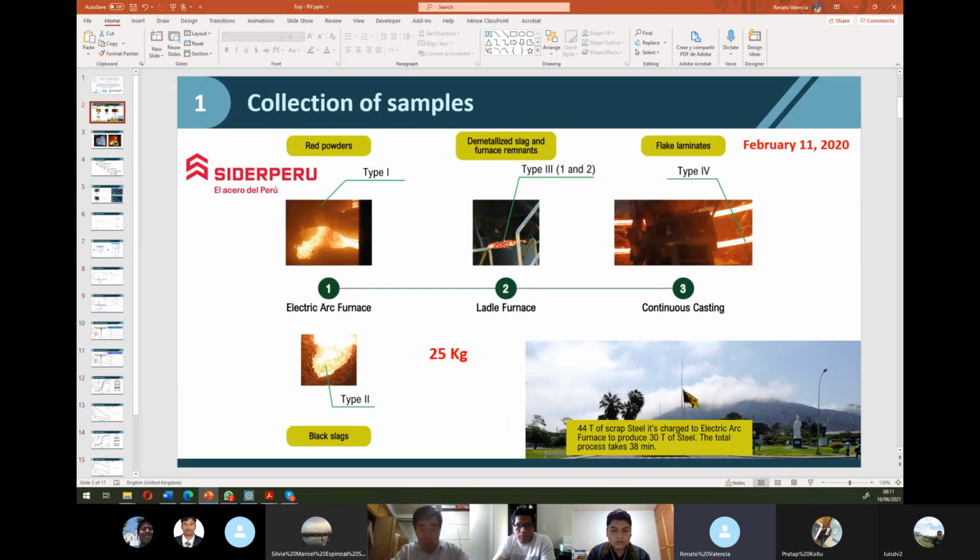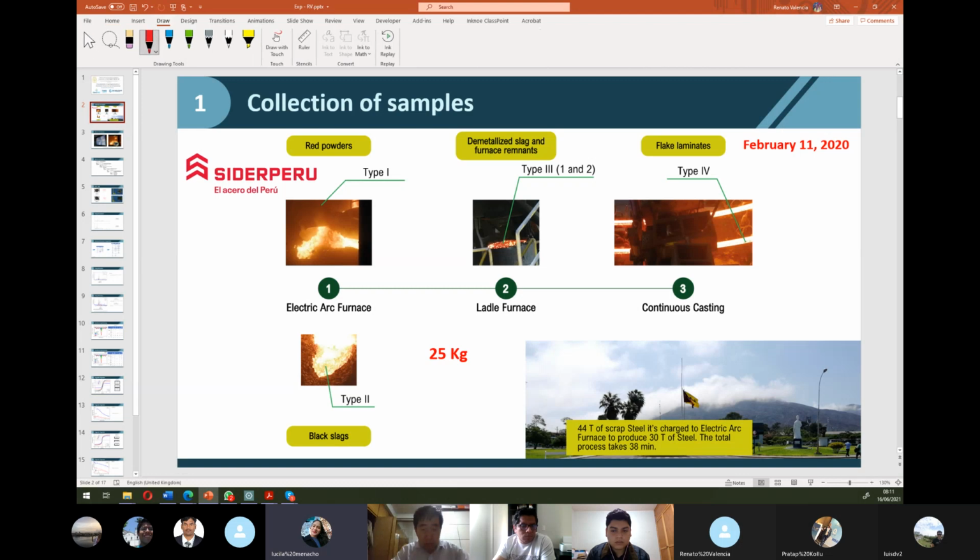First, sample collection. We have five samples: type 1, type 2, types 3.1 and 3.2, and type 4.